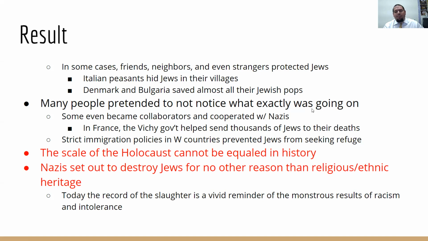Many people pretended not to notice what exactly was going on. Some even became collaborators and cooperated with the Nazis. In France, the Vichy governments helped send thousands of their Jews to their deaths. And strict immigration policies in the Western countries prevented Jews from seeking refuge, saying, "No, you can't move here. Go somewhere else." It's kind of messed up because even though you want to protect yourself from, we're not hiding Jews, we don't want Hitler to invade us, you're part of the problem. And many Western countries knew what was going on, and they decided not to do anything.